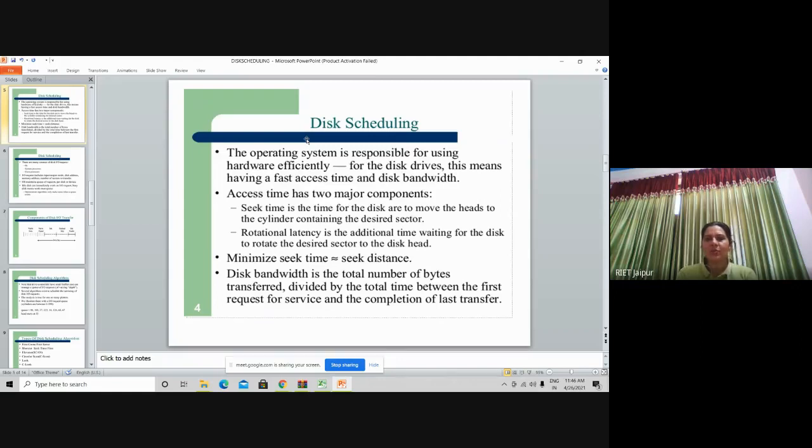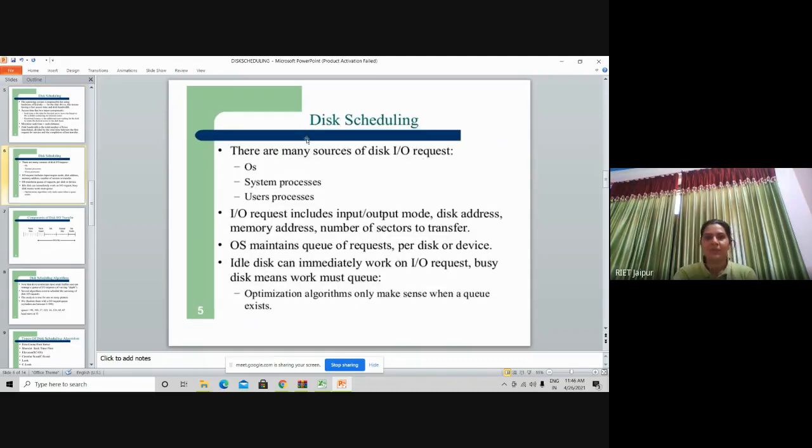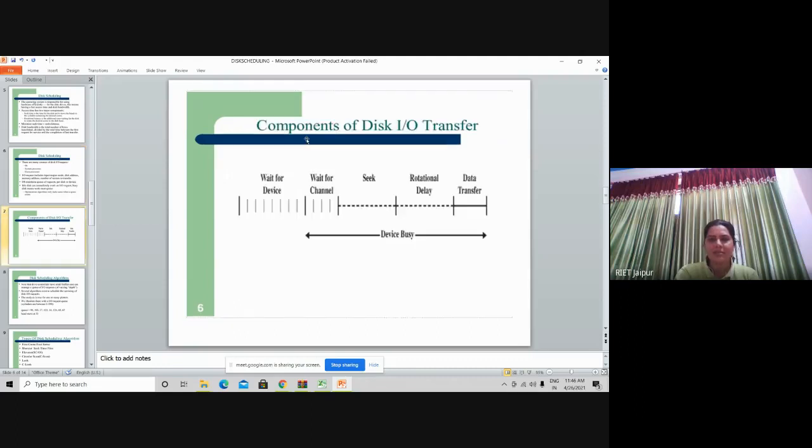Disk bandwidth is the total number of bytes transferred divided by the total time between the first request for service and the completion of the last transfer. As we know, there are two types of processes: system processes and user processes. Whenever we request I/O, it includes the I/O mode, disk address, memory address, and number of sectors to transfer. The OS maintains queues of requests per disk or device. An idle disk can immediately work on an I/O request; a busy disk means work must queue. So our target is to minimize the seek distance in different kinds of algorithms. This is the diagram of the components of disk I/O transfer. Here you can see the data transfer, the device bus, and wait for channel and wait for devices are represented.